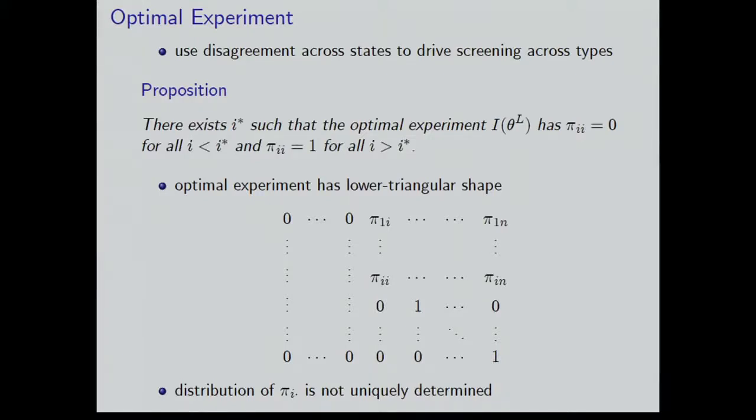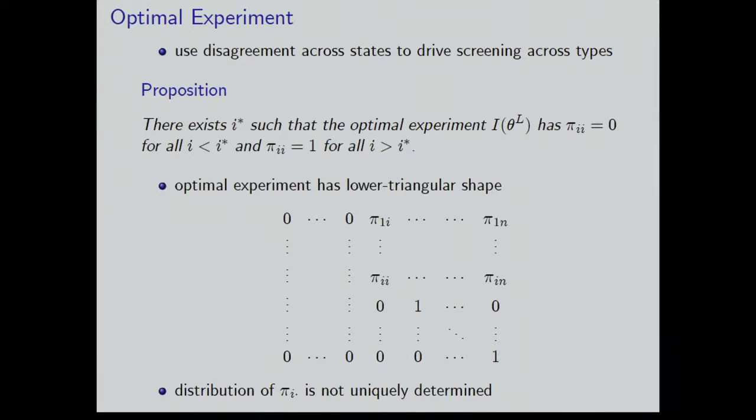Just going back to Nick's question, it looks like you're giving the same menu of experiments to all the types. So why is it enough to have the same number of signals as the number of actions available? Because all the types have the same set of actions available.